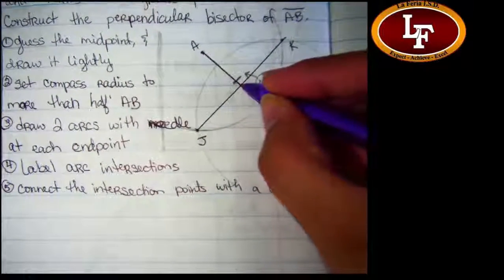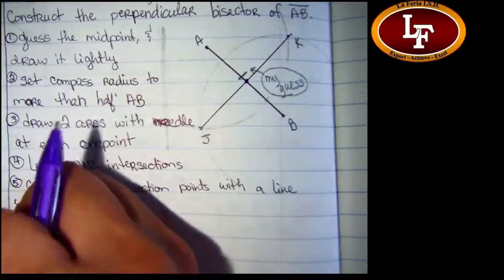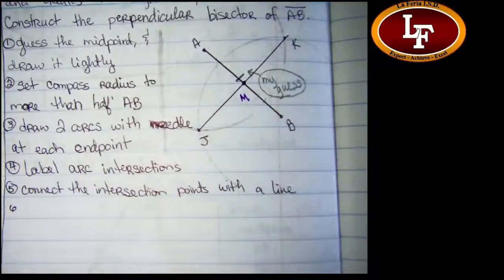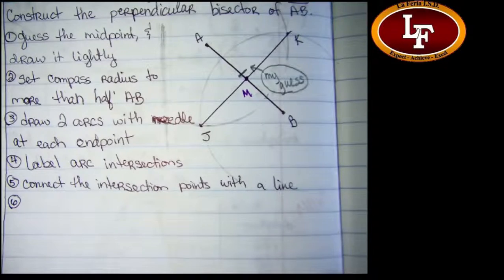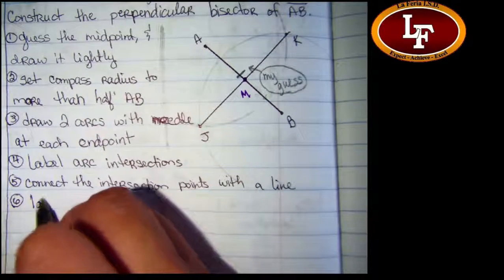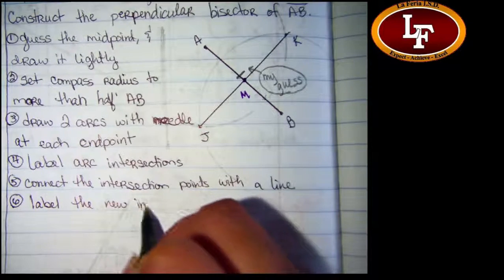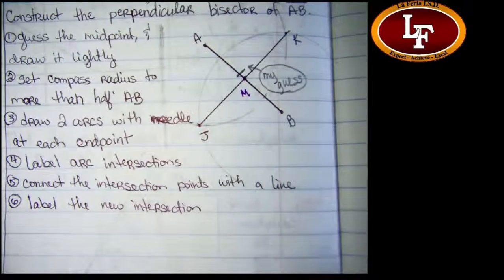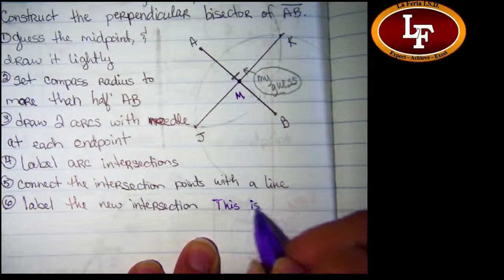Label this new intersection point. Can I get a label for it? M. I heard M. Label this new intersection that you created between these two segments. This point is the midpoint.